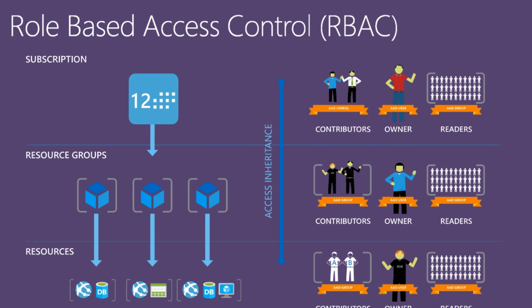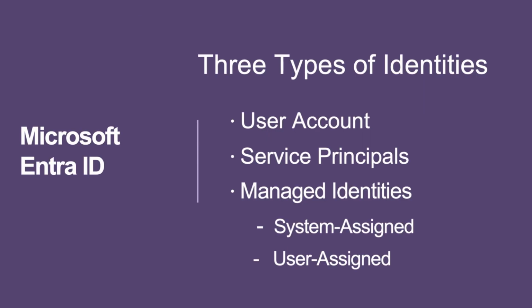Now, let's move on to the types of identities. Entra ID has three types of identities. The first one is the user account. These are your regular human users, basically employees and admins. My recommendation is that they always use multifactor authentication, which gives you that extra security. The next one is service principals. These are for apps, automation tools, and access to Azure resources. They authenticate with a secret key or a certificate.